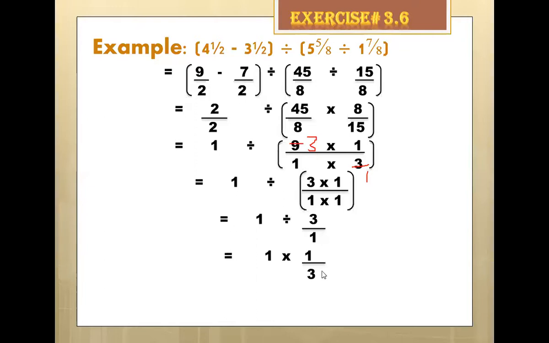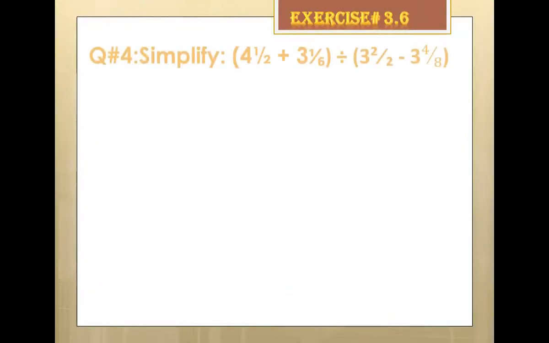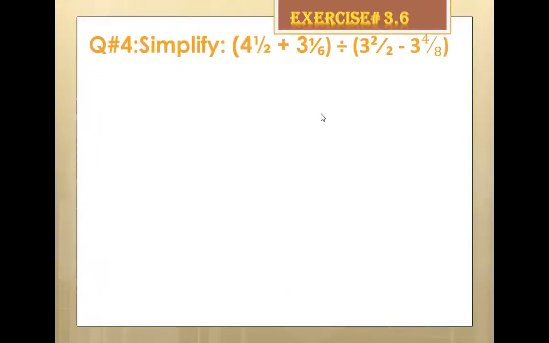And this is very simple. You cannot reduce them further, so you will simply multiply them. So 1 multiplied by 1 will become 1, and 3 multiplied by 1 is also 3. So 1 upon 3 is the answer. This is a proper fraction, so no need to convert it into a mixed fraction. Now move on to question number 4, exercise number 3.6 again.